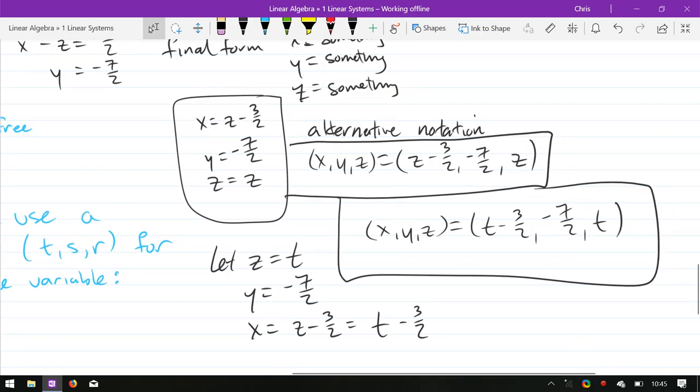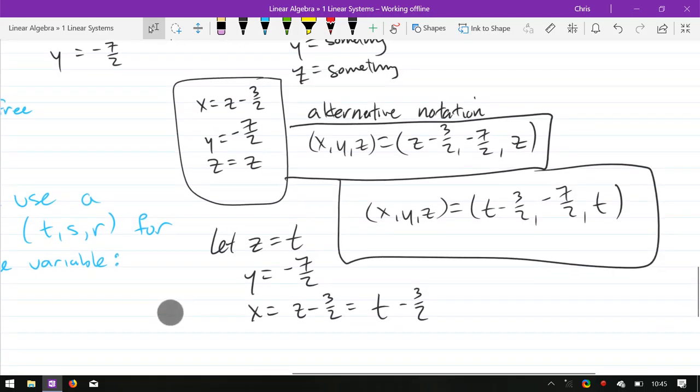Could you write z equals 3/2 plus x? Yes. So I could have let x be free instead of z, and then I would have x equals x, and z would be a function of x. But usually you're going to pick the variables to the right to be the free ones. So I'm not going to go over writing it like that.